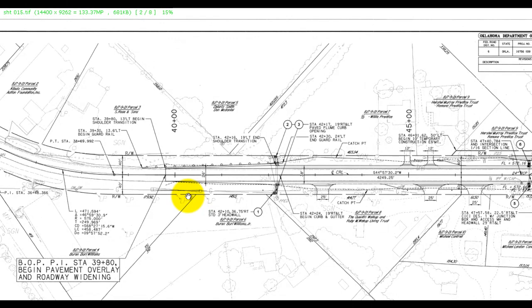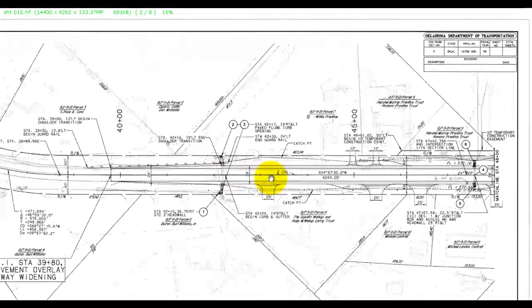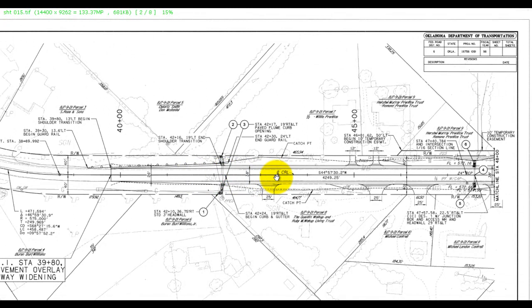So those are the things that you need to be mostly concerned with. Here it labels the center line survey or center line construction. Sometimes there's two. Also note, I picked a very clean set of highway plans for you.